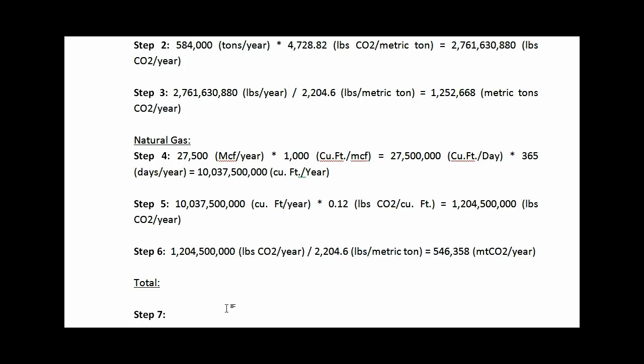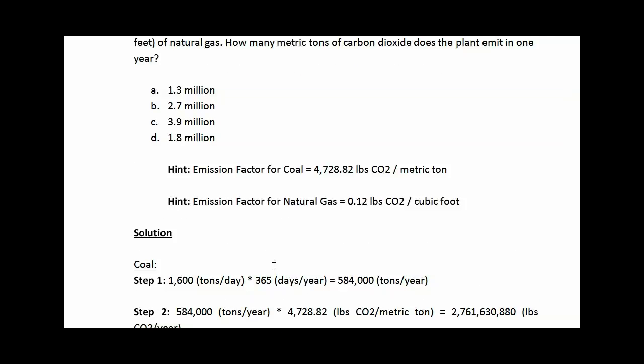And finally, we'll add up the emissions from the coal and the natural gas, which was 1,252,668 plus the 546,358, which gives us a total of 1,799,025 metric tons of CO2 per year. And that is our final answer, which we can see right here would be answer D.